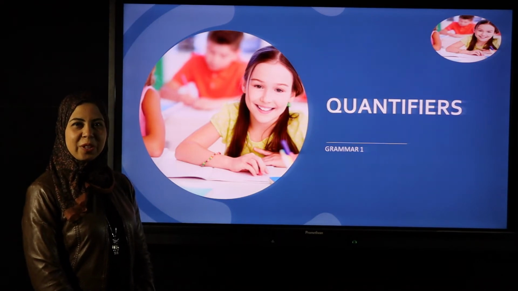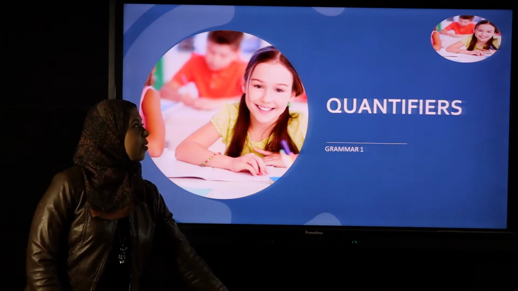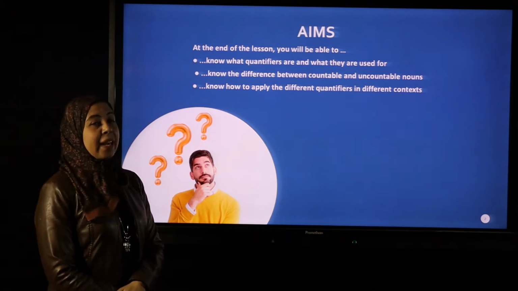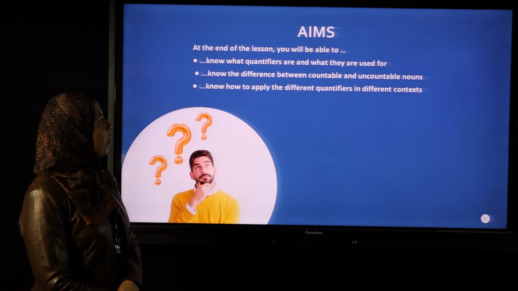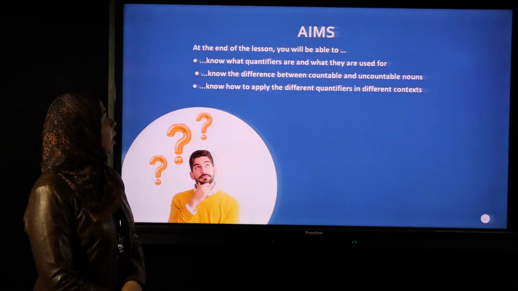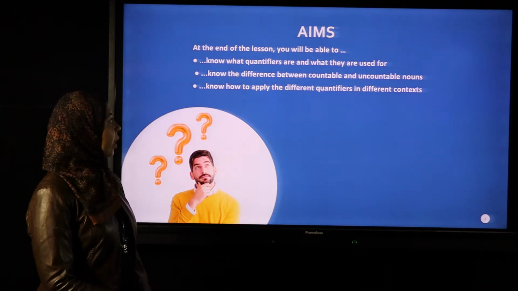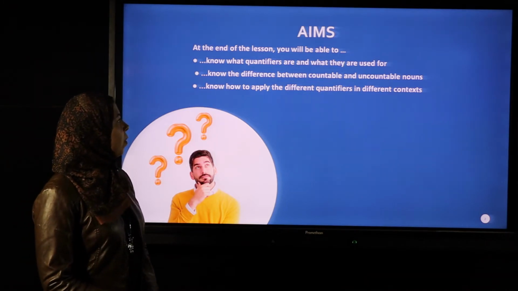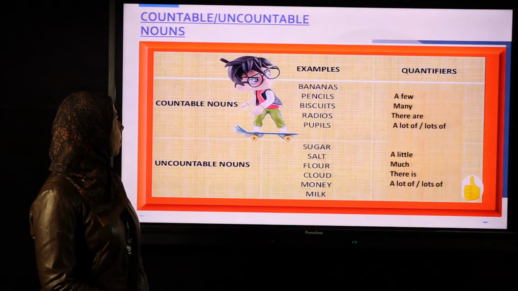Today we are studying the new grammar lesson, which is the quantifiers. At the end of this class we will be able to know what quantifiers are and what they are used for, to know the difference between countable and uncountable nouns, and then know how to apply the different quantifiers in different contexts.